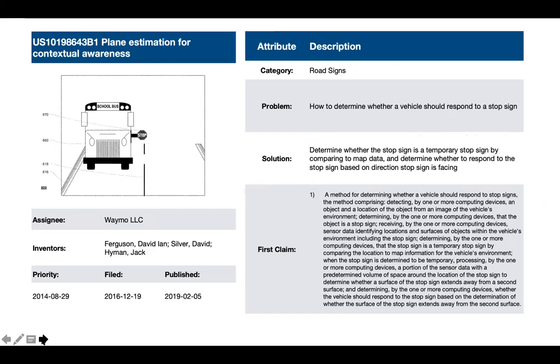All right, a good one here is a picture of a school bus. So there's a stop sign that is not going to be in your map data, but something that you're going to have to determine whether or not you need to respond to. That's what that particular patent applies to.